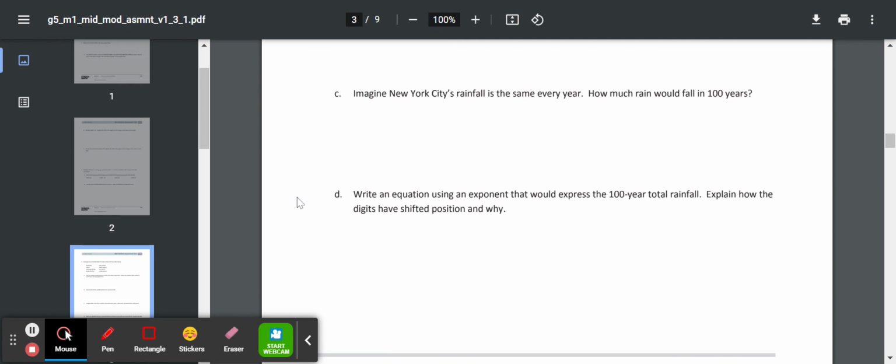C, imagine New York City's rainfall is the same every year. How much rain would fall in 100 years? D, write an equation using an exponent that would express the 100-year total rainfall. Explain how the digits have shifted position and why.